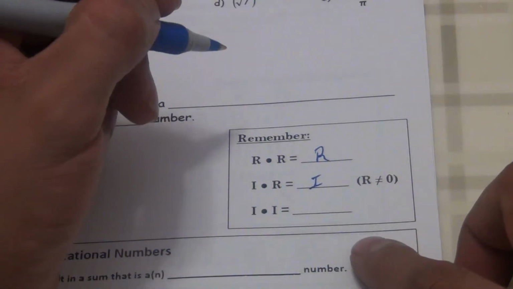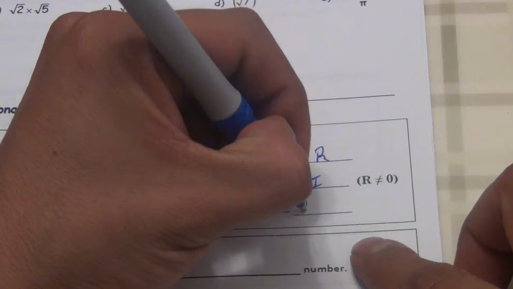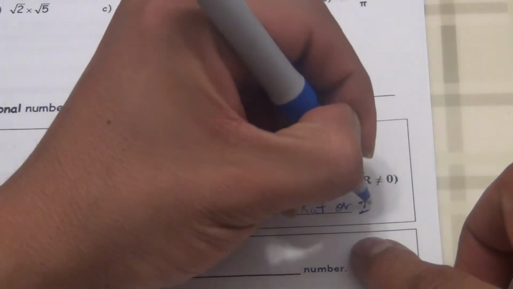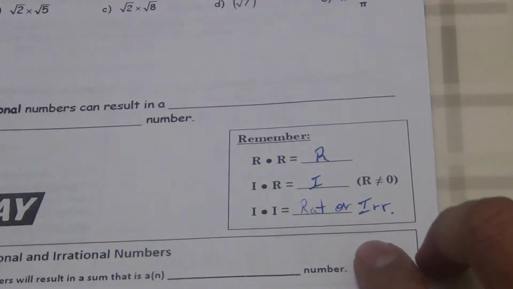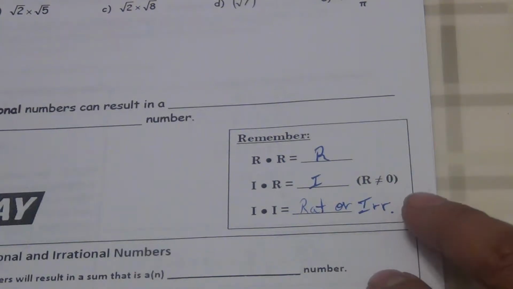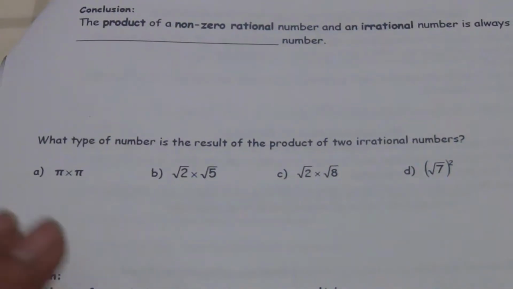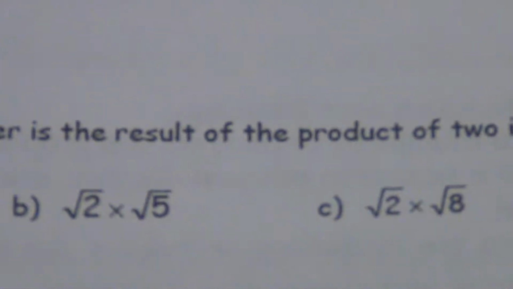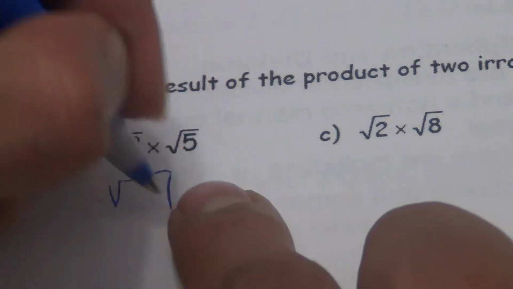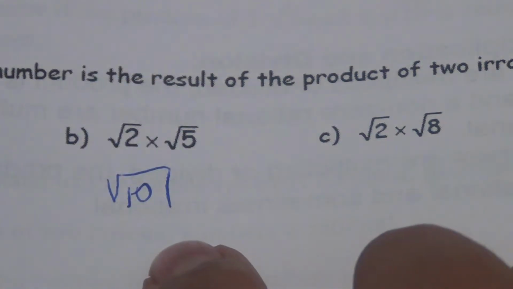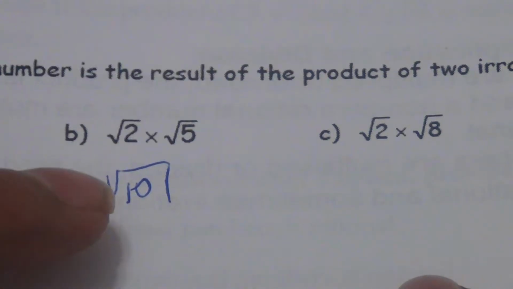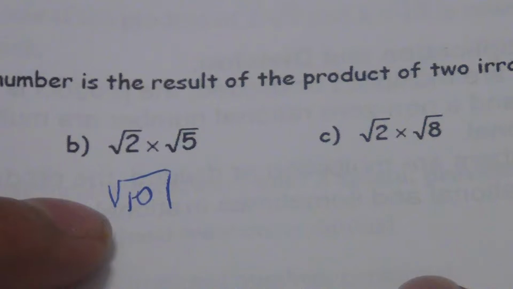Irrational times irrational, it's either rational or irrational. So it depends on what you multiply. And we already saw the examples. You want me to go back to the examples? Easy. Look, here you have a very good example. This is irrational and this is irrational. And when you multiply them, you got radical 10. But radical 10 cannot be simplified, so it doesn't have a perfect square root, so it's irrational.